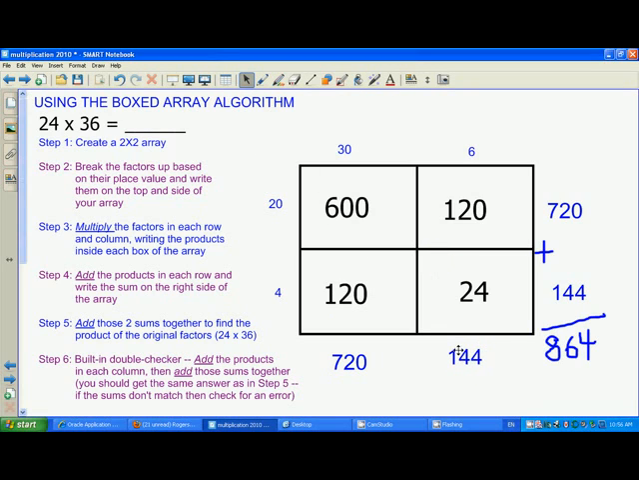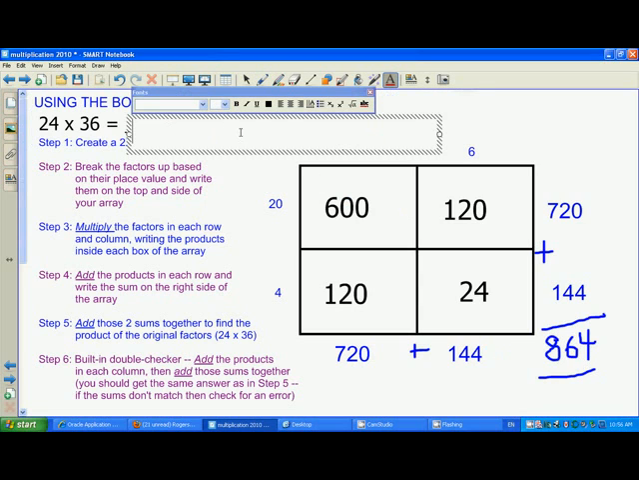Now what I can do is take those two products and also add them together, and I should come up with the exact same sum here of 864. If they don't match, then that means that there may be an error somewhere in my calculation. So now I know, based on this, that the answer to 24 times 36 is 864.